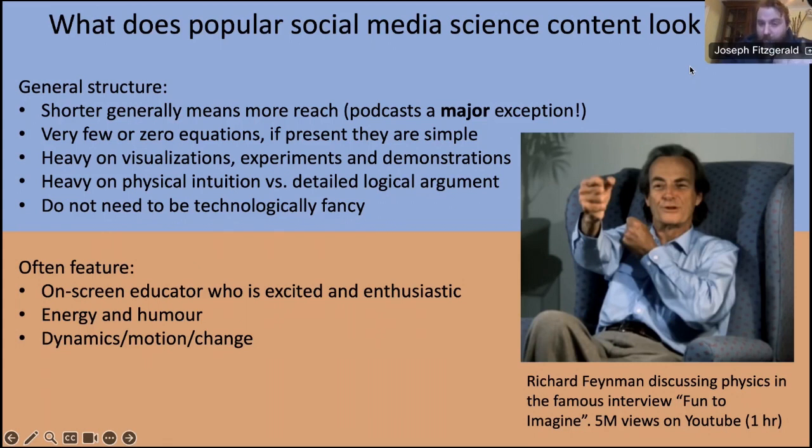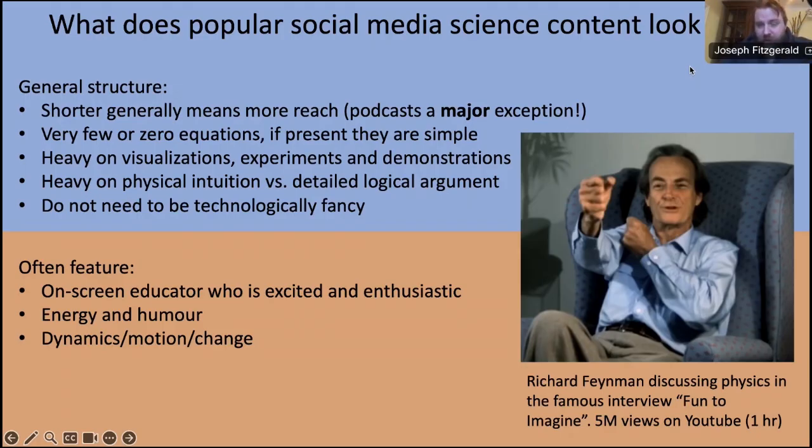And as you can see, if we're thinking about how to do some of these things ourselves, one thing that's clear from these couple of videos is that nothing needs to be technologically fancy. The first one was just a rubber sheet and some marbles. The second one is a bike wheel and a standard first year or high school demonstration.